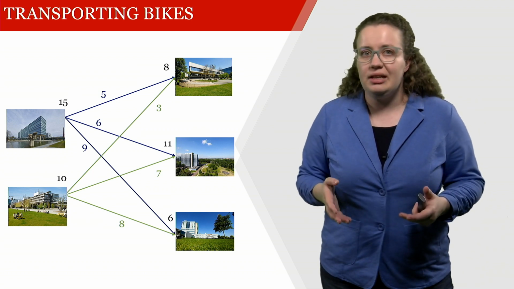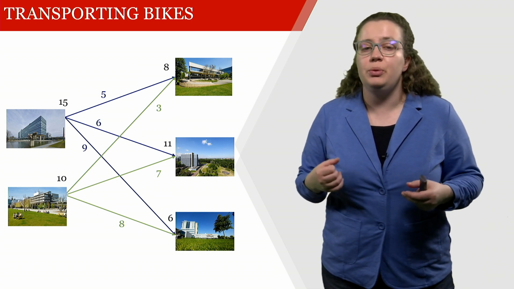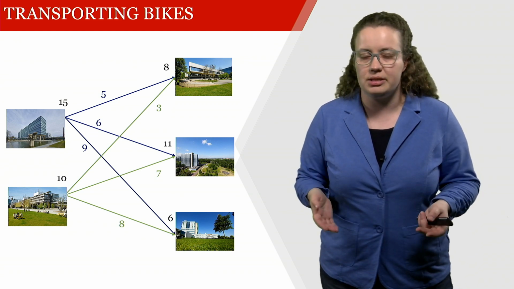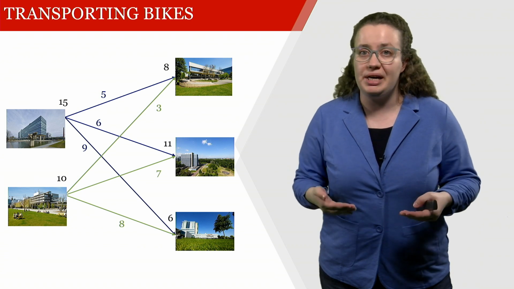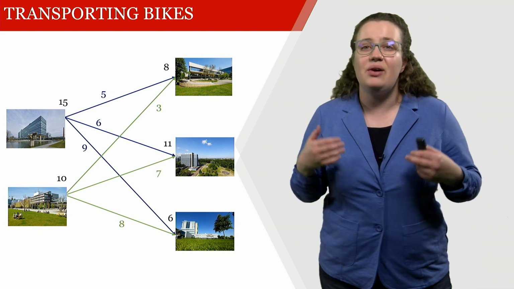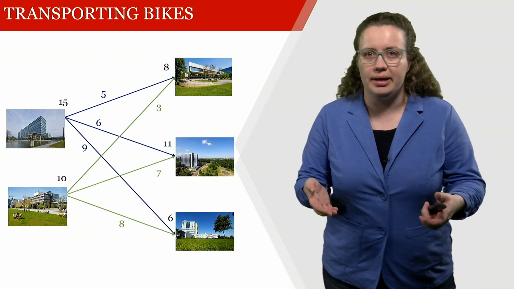And what you see in the middle is the transport cost. So for instance, for moving one bike from Atlas to Auditorium, it costs us 5 units. So if we want to move 2 bikes, this is going to cost us 10. So this is what you see in this instance. But now let's look into the mathematical modeling.